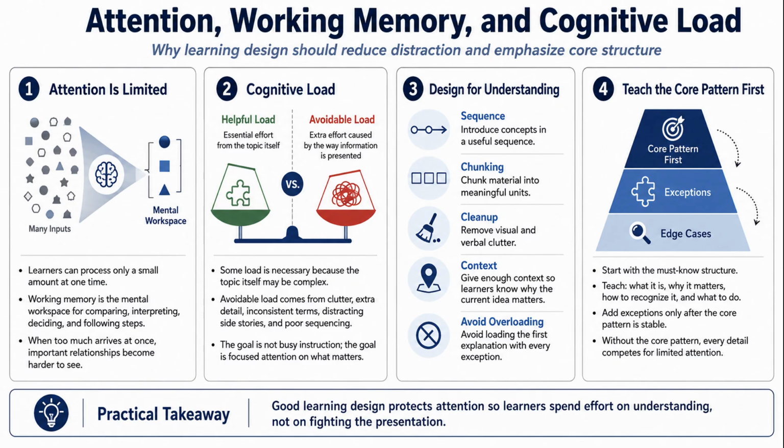One practical move is to separate must-know structure from nice-to-know detail. Learners need the core pattern first: what it is, why it matters, how to recognize it, and what to do with it. Once that pattern is stable, exceptions and edge cases become easier to place. Without the core pattern, every detail competes for the same limited attention.